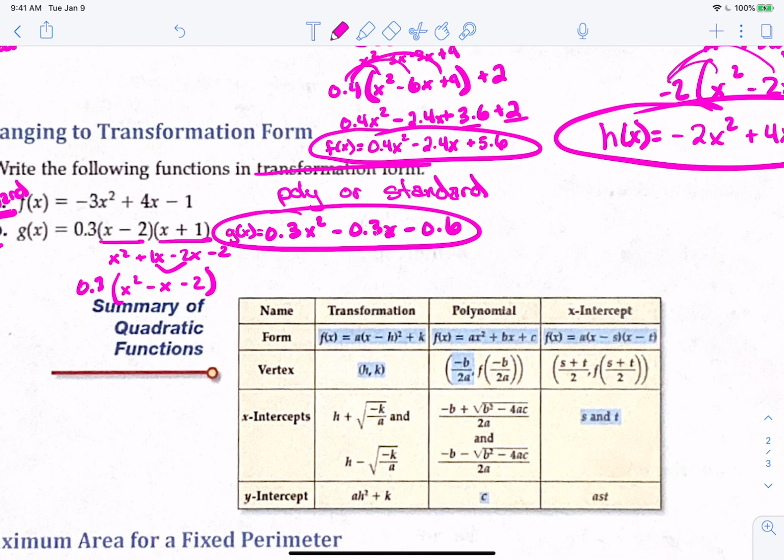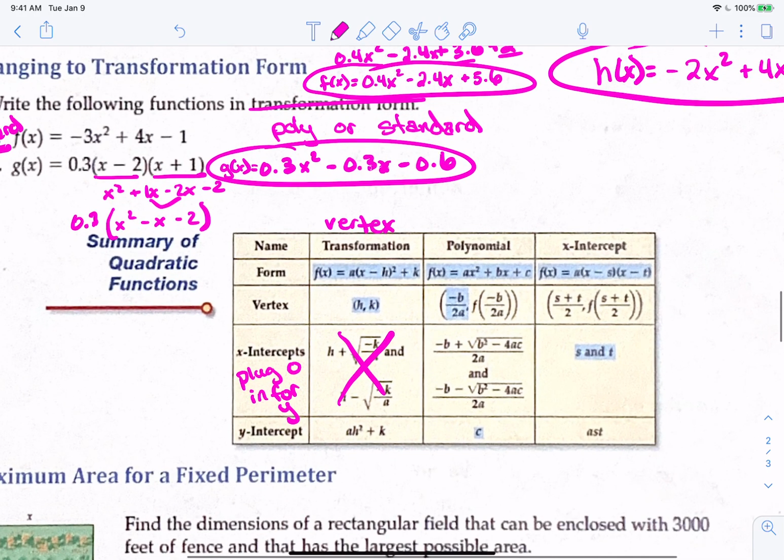Transformation form, or vertex form. The vertex is found by doing, don't worry about the x-intercept, like all that junk. When you're doing the x-intercepts, you plug 0 in for y, which ends up working out to look like that, but we're just going to say plug 0 in for y and figure it out. Okay? The y-intercept, you're going to plug 0 in for x for all of these. Okay? So, vertex form, polynomial form, x-intercept form.